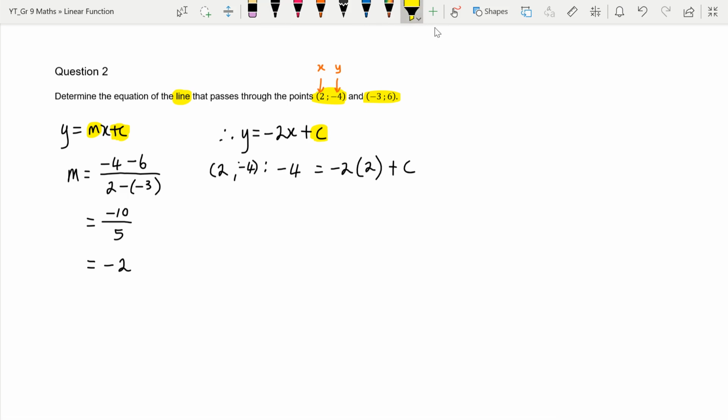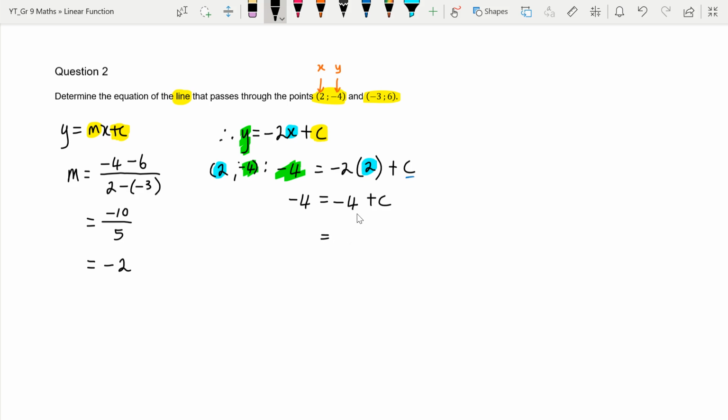So do you see what I did there? In the place of my y, there is my negative 4. And in the place of my x, there is my 2. And can you see that this is going to work? Because now we only have one missing parameter. We will be able to find the value of c. So let's solve that equation. It's negative 4 is equal to negative 4 plus c.